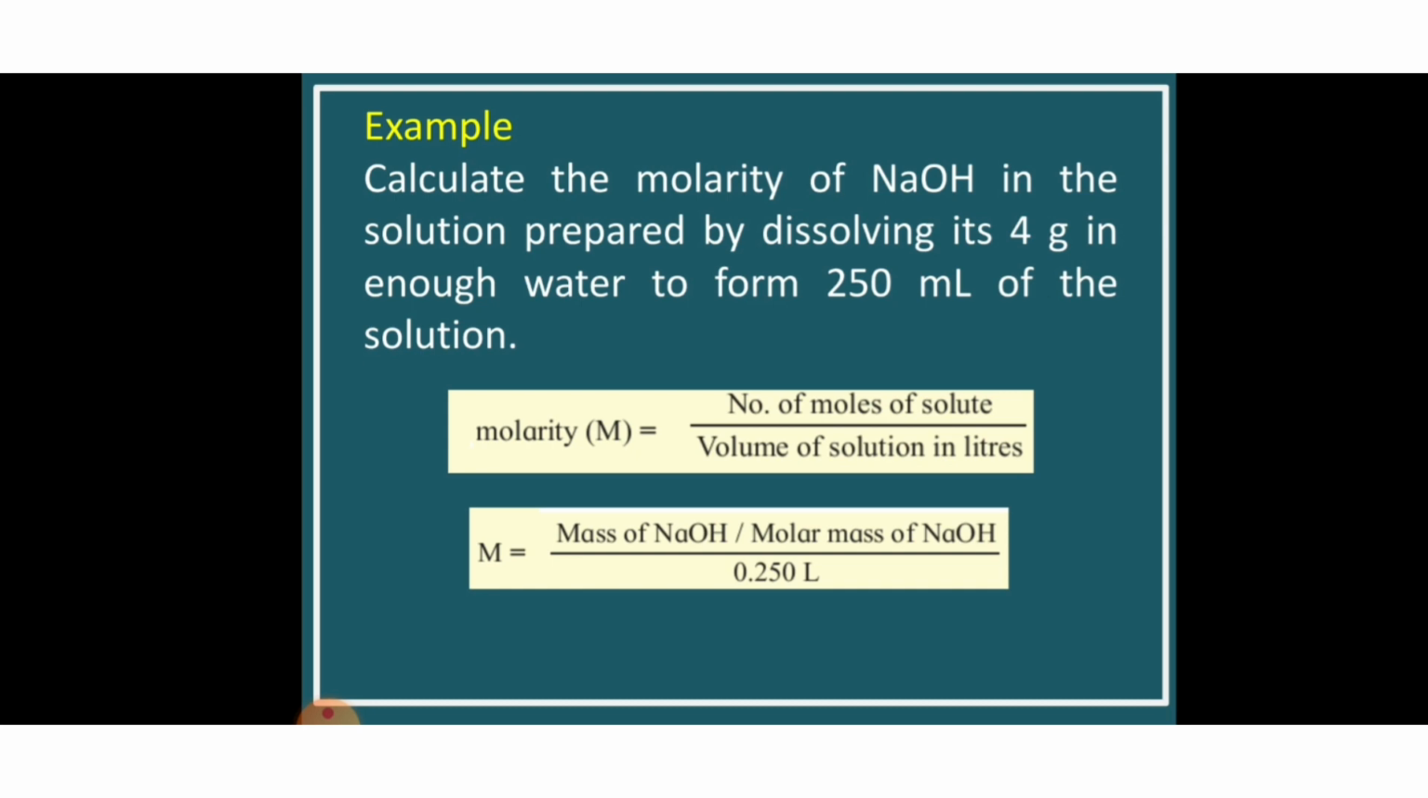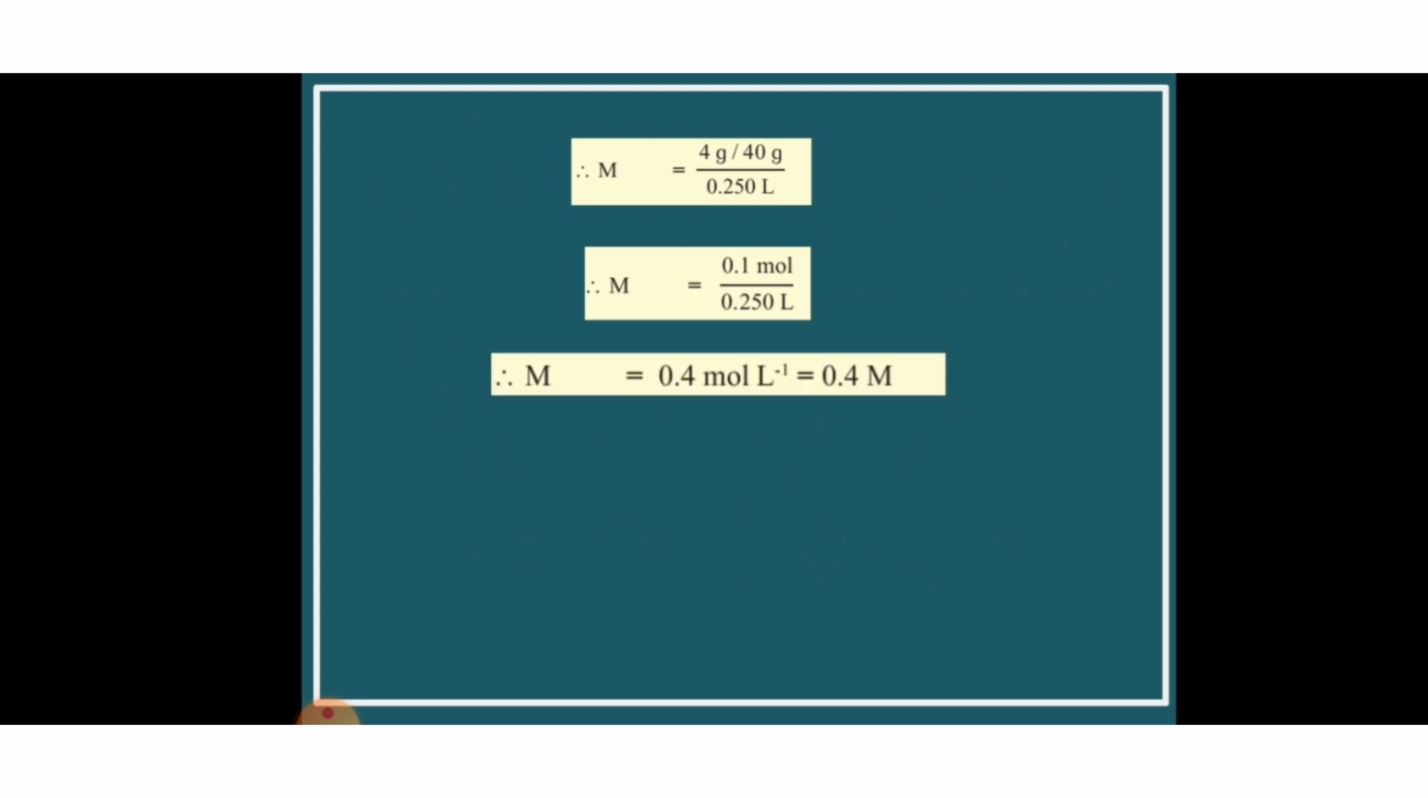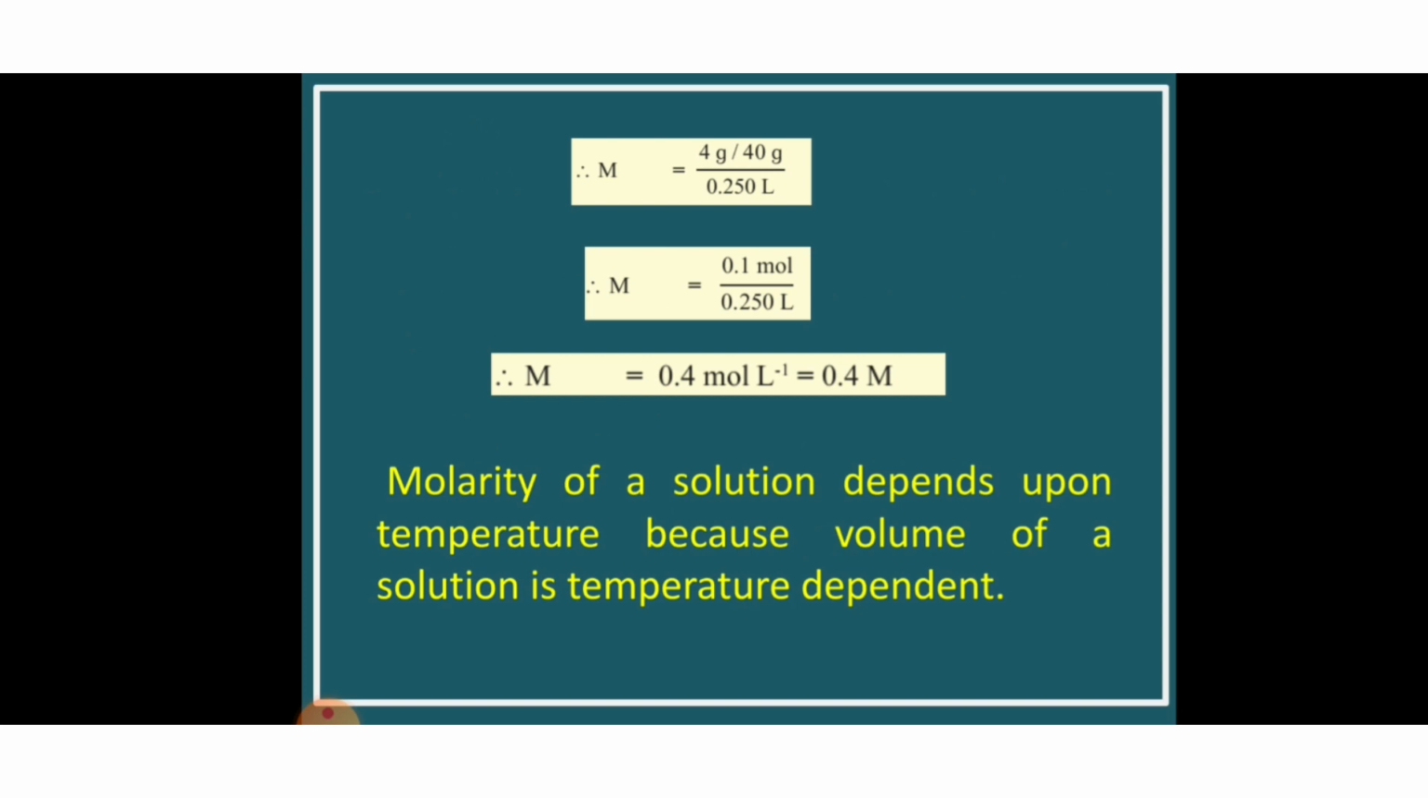0.250. Then molarity is equal to 4 gram divided by 40, upon 0.250. That is 0.1 divided by 0.250, which is equal to 0.4 mole per liter. Means molarity is equal to 0.4 molar. Molarity of solution depends upon temperature because volume of solution is temperature dependent.